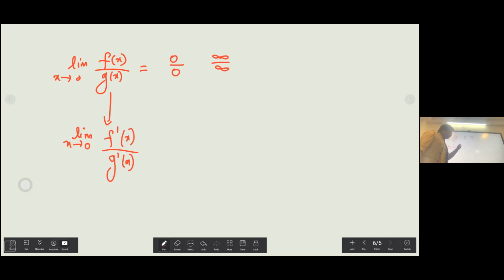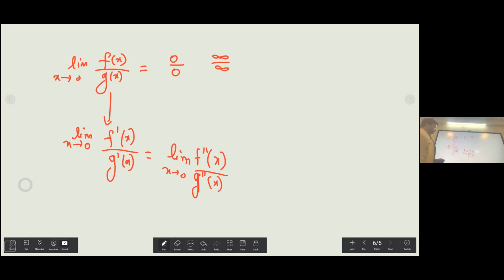And if even at this stage your answer comes to be 0 by 0 or infinity by infinity again, you can differentiate one more time. So if I plug in x as 0 here, and if that 0 by 0 form or infinity by infinity form still persists, you can do limit as x tends to 0 of f double dash x upon g double dash x. So you can keep doing this until you get a finite answer.